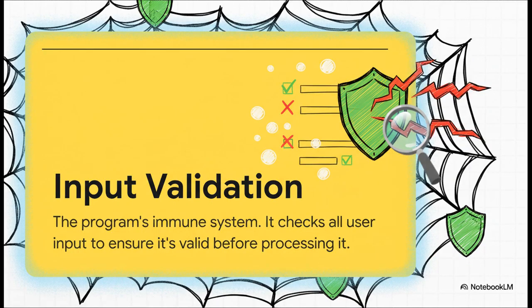The solution here is called input validation. And I love this analogy. Think of it as the program's immune system. Before it ever tries to use the data you give it, it first checks to see if that data is okay. Is it valid? Is it safe? It's like a protective shield against bad user input.